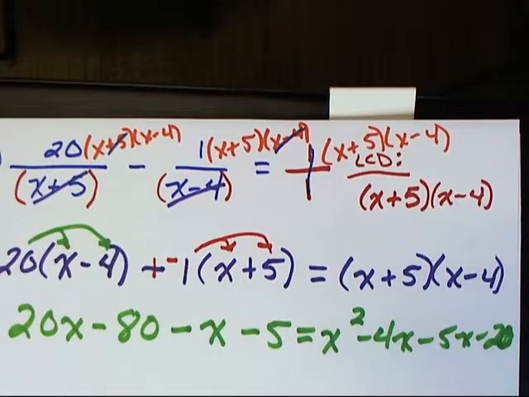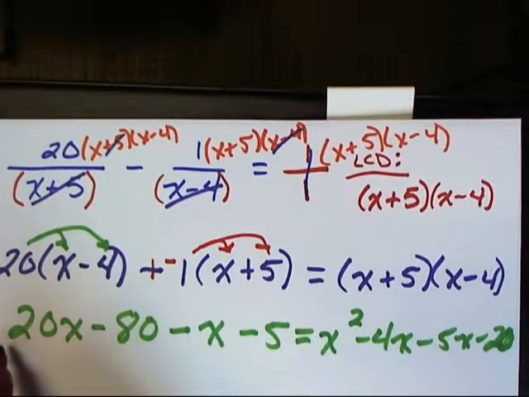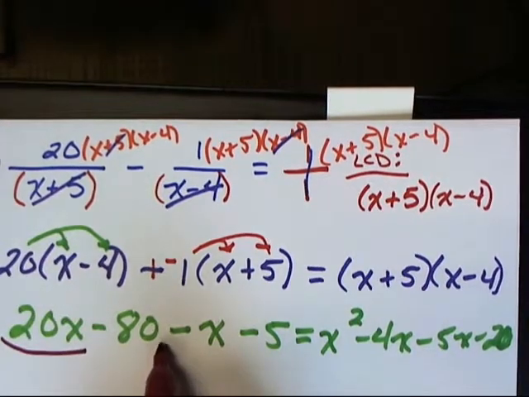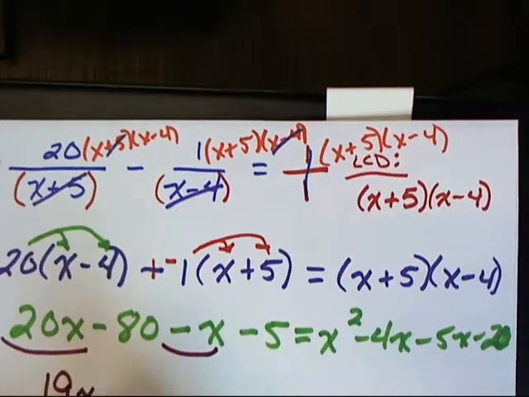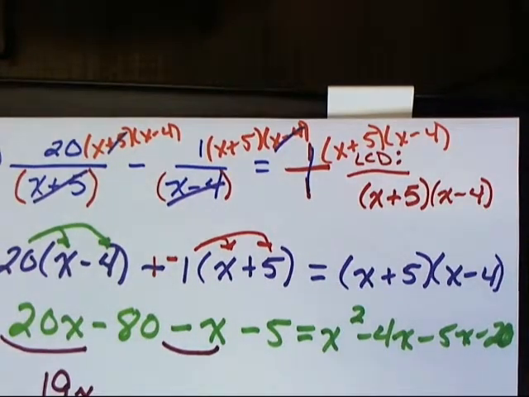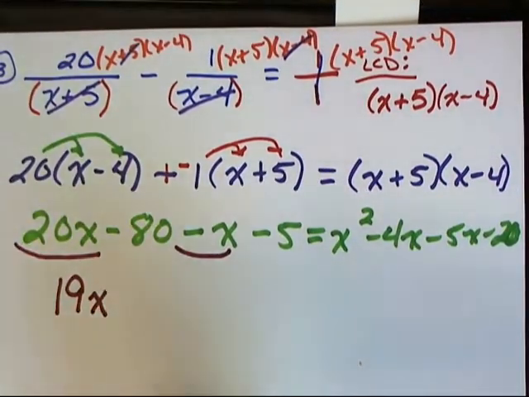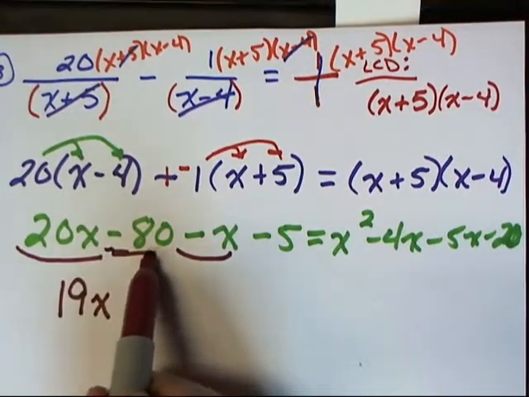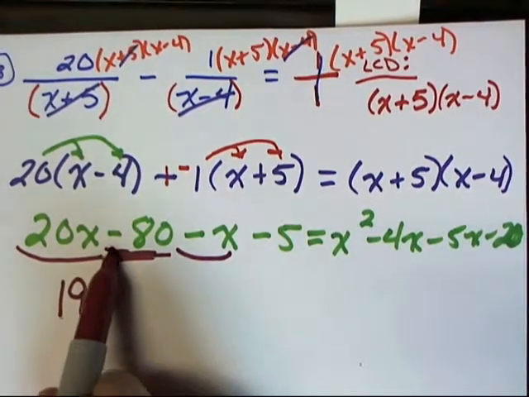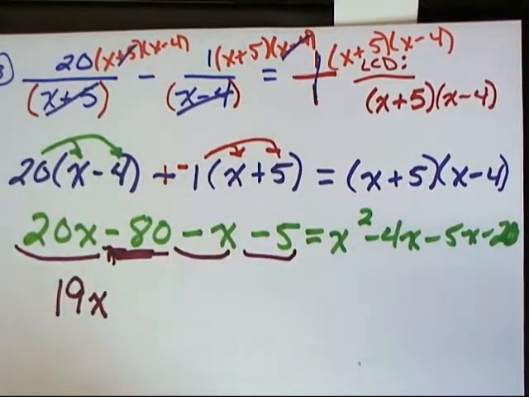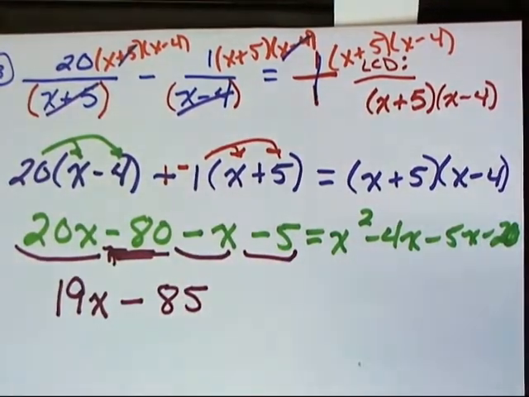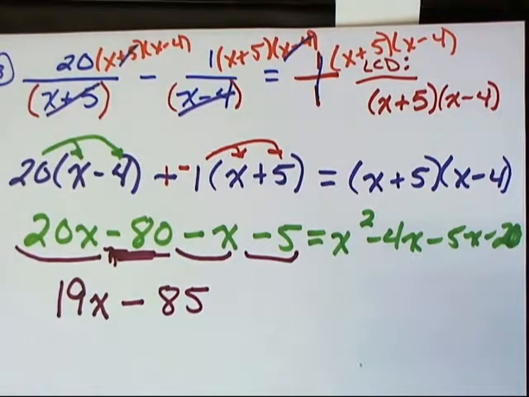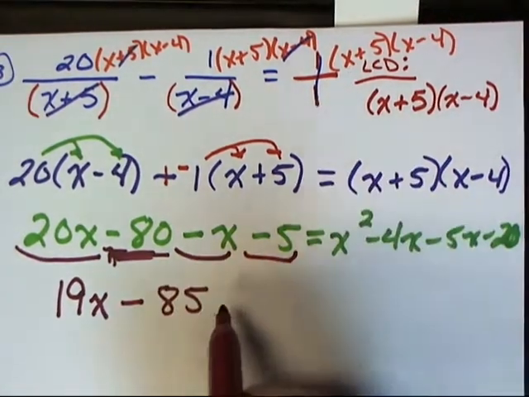Okay. Now we clean up by combining like terms on both sides. On the left side, I see that I now have a 20x minus x, which is going to make 19x. No switching of signs because we kept them on the same side of the equal sign. I also have a negative 80, the sign in front of the term goes with the term, and a negative 5, which makes a negative 85. Or adding a negative 85, which is the same thing as subtracting 85.